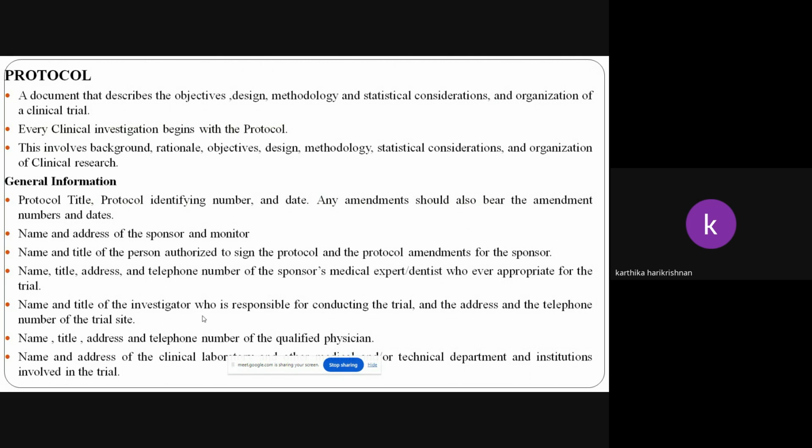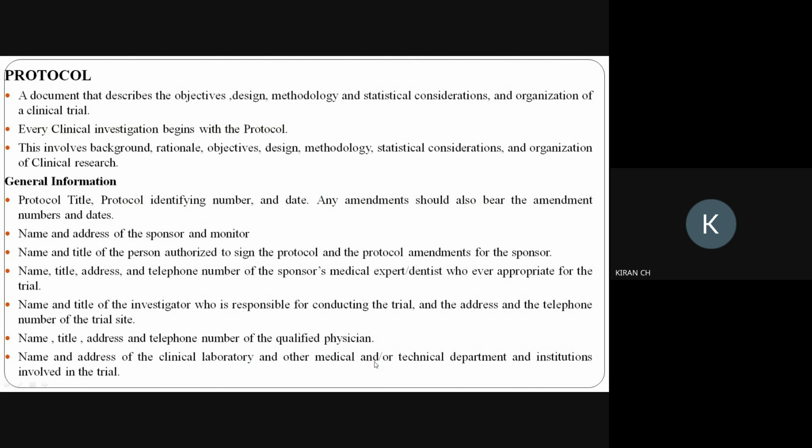Next, name and title of the investigator who is responsible for conducting the trial, their address and telephone number. So these all come under the general information section. This section will give some general information to the person who is reading the protocol. So there we are letting them know who is the sponsor, who is the CRO person handling the study, who is the investigator. Investigator is nothing but the doctor who is conducting the study, their address, their telephone numbers. And in studies, we'll have some lab tests also.